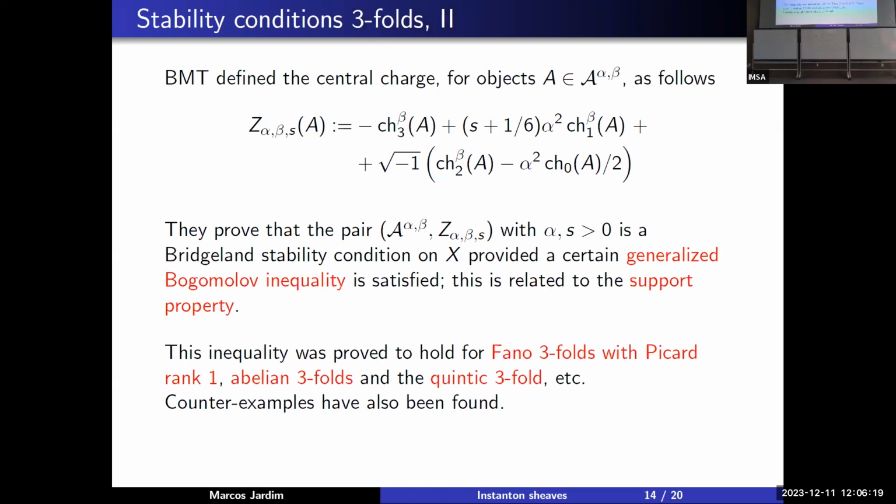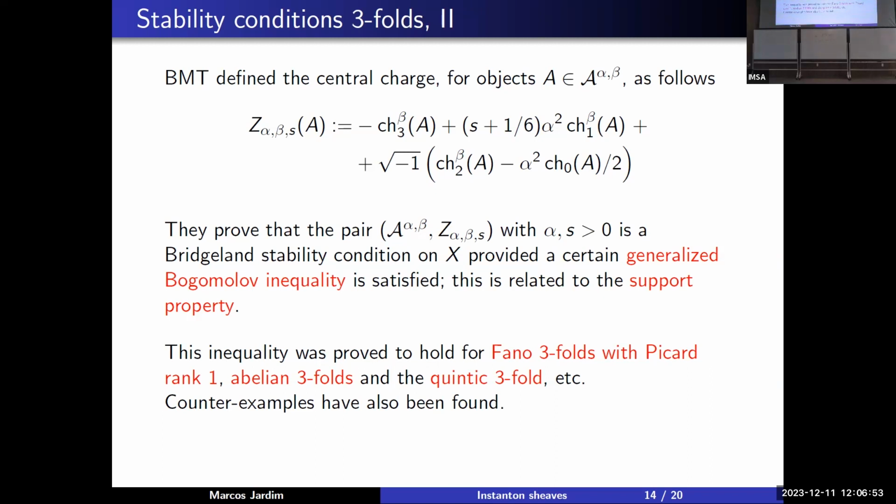So Bayer, Macrì, and Toda figured out what the central charge is in this case. Now something that involves the third Chern class as well. It involves all the Chern classes again, and you get a family of Bridgeland stability conditions that now depend on three parameters: beta, some real number, alpha, and some other parameter s. Alpha and s are positive.